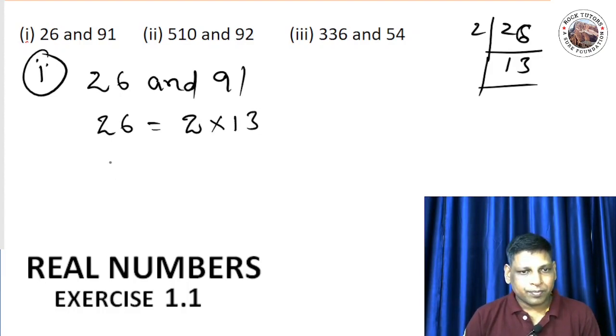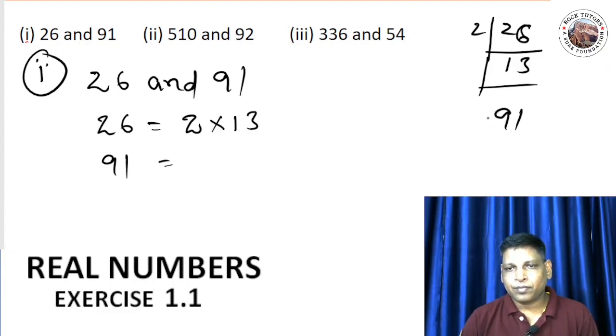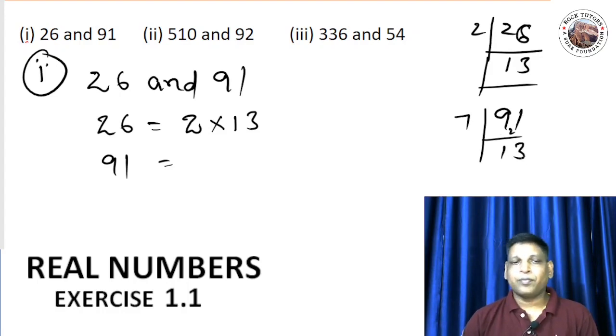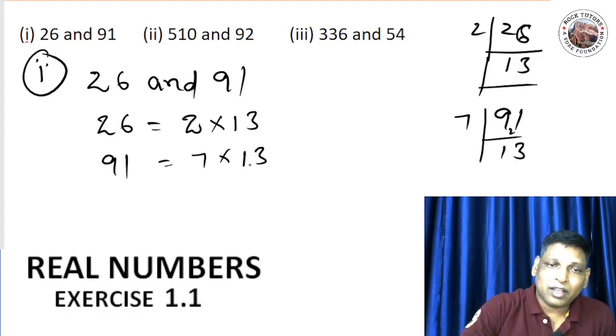Now 91. I'll go by the 7 table. 7 times 13 is 91, so 91 is 7 into 13. These are the prime factors of 26 and 91. Now the question: find the LCM and HCF, and also the product of the numbers.